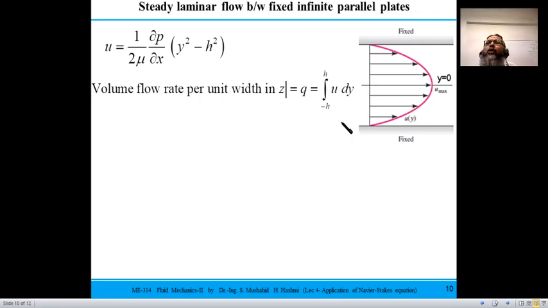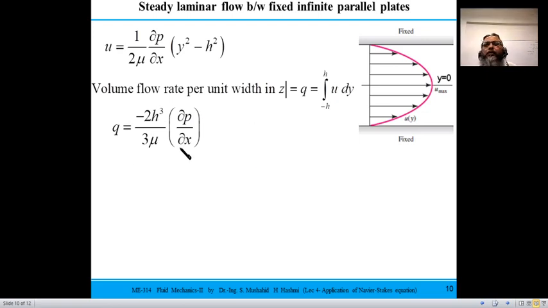So if you integrate, because y is varying from minus h to plus h, the limit of this integral would be minus h to plus h, because u is varying in the direction of y. So you can calculate the volume flow rate by just substituting u here. This would be your exercise for home. Let's substitute u here. Everything is a function of y, assuming mu and dou p by dou x are constant. Integrate, and you end up with some results.